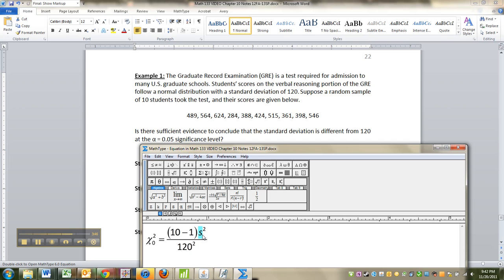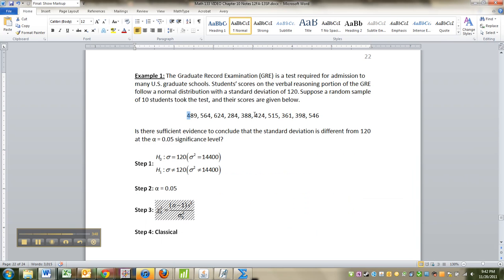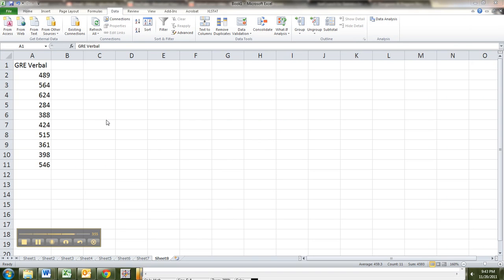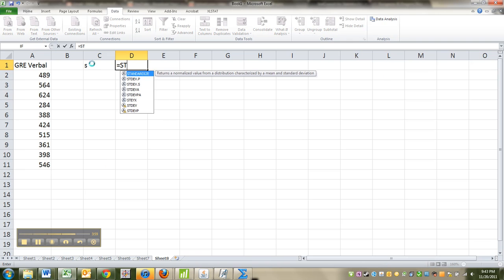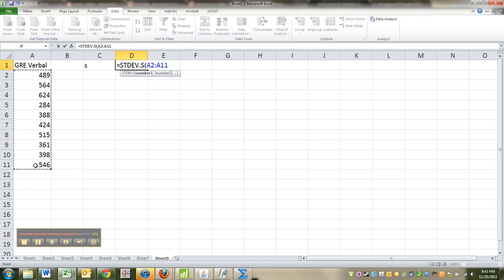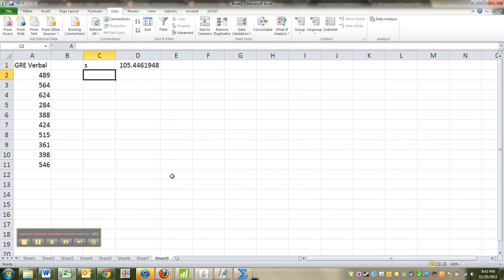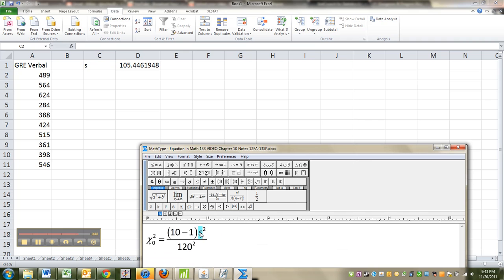And then we need to go find s. So we're going to need to take this data and put it into an Excel spreadsheet. But I think I already did. Let me go see if I can find it. There it is. Okay, so the standard deviation, which is s, is equal to STDEV.S, or STDEV if you've got old school Excel. There we go. So it's 105.446. Let me type that in. 105.446.